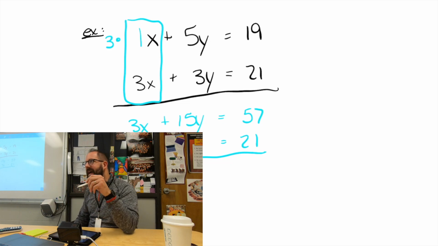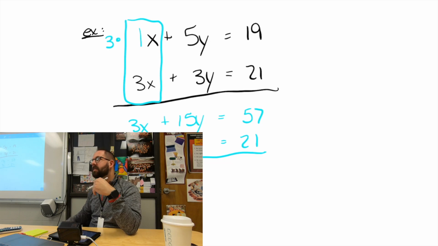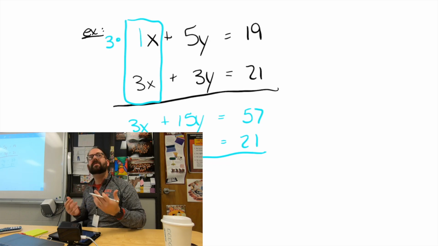If I wanted to make these x's both 12s, I could have done that. Multiply the top row by 12, the bottom row by 4 to make them both 12s. You can make any number you want. I just say pick the easy number.